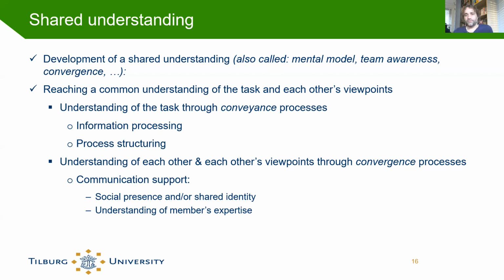And that together is basically using the communication capabilities of a virtual team to create or enhance social presence, create a shared identity, and communicate who knows what in a virtual team. So that's the whole communication part of a virtual team, and that's called convergence. And together, that conveyance of information and that convergence through communication is shared understanding in a virtual team. And this shared understanding is really one of the main concepts in the virtual team, but also in the general team literature.